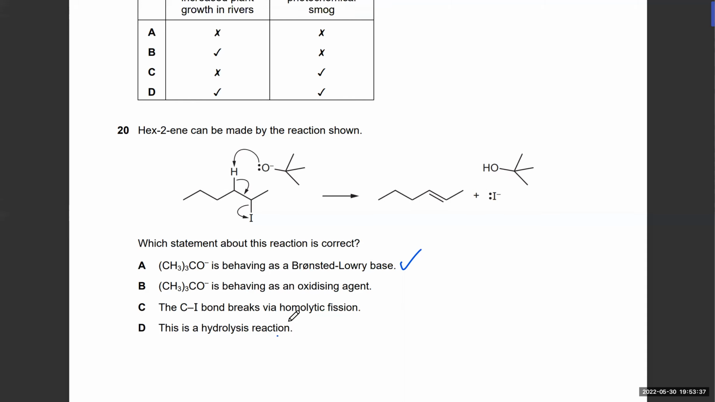Sir, how do you know it's heterolytic fission? Because the electrons are going in one direction. Homolytic, the electrons are equally distributed. One electron goes over here, one electron goes over here, and it ends up in the formation of free radicals.